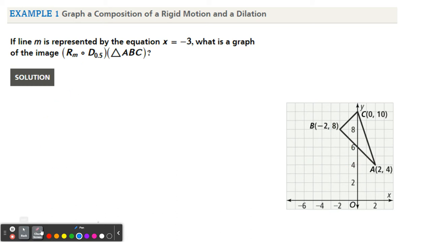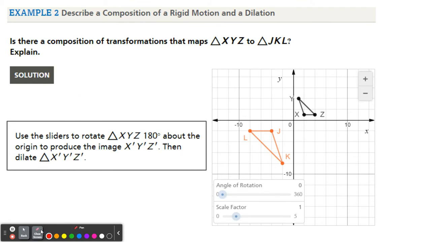Okay, next. Okay, is there a composition of transformations that maps triangle XYZ to triangle JKL? Explain. Right? So if you take a look here, first of all, I notice that these two triangles are different sizes. And if they're different sizes, automatically I know that I have to use a dilation, potentially. Right? I automatically know that. So the other thing I notice is that if you look at these two triangles, to get triangle XYZ to become triangle JKL, I think I have to do a rotation, right?